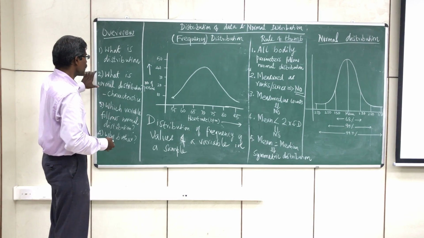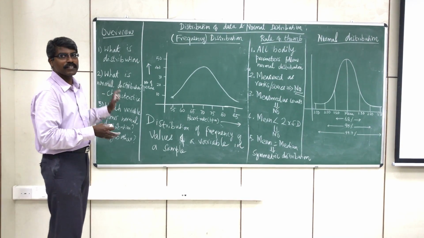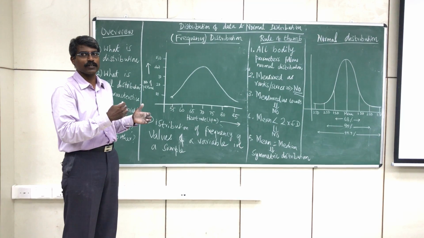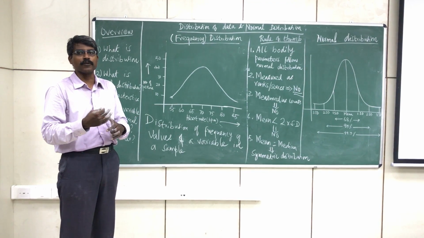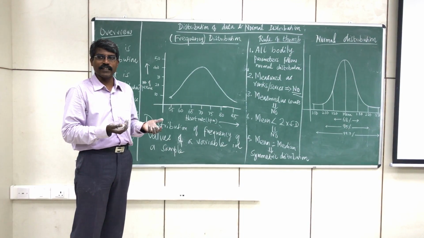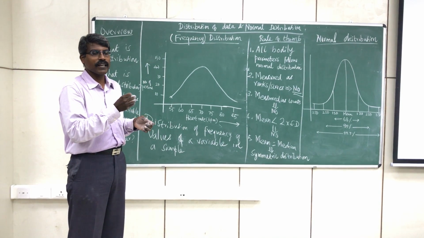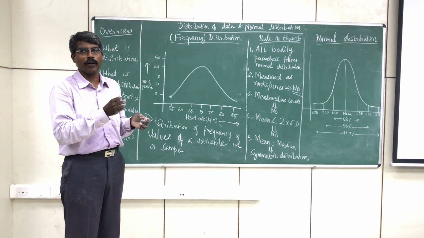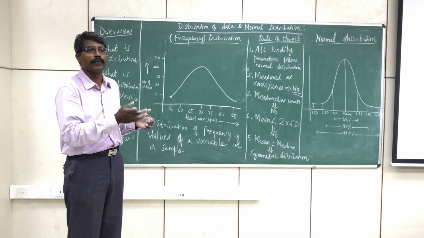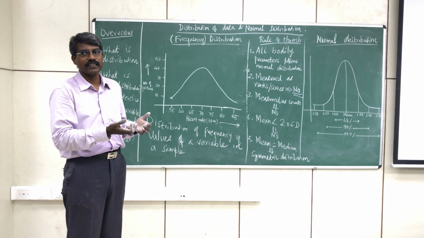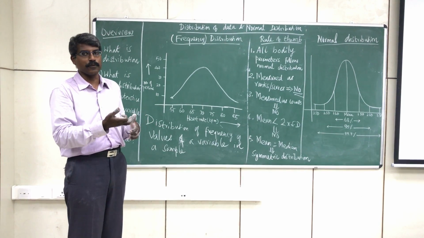Now let's see what is normal distribution. Normal distribution is a type of distribution which comes under what is called probability distribution. What do we mean by probability distribution? A distribution in which we can determine the number of observations above or below a particular point in terms of probability. That is called a probability distribution.